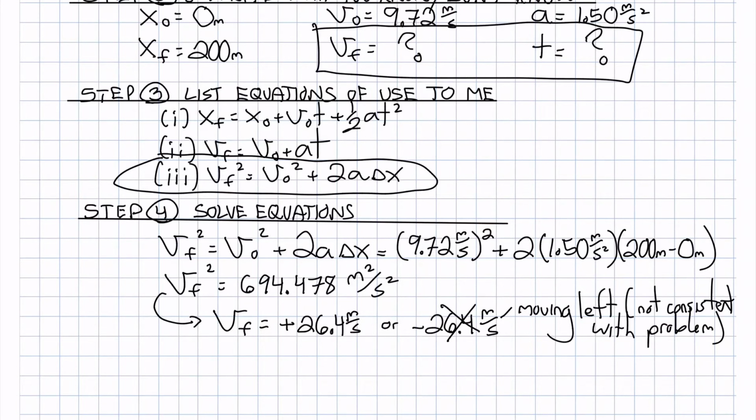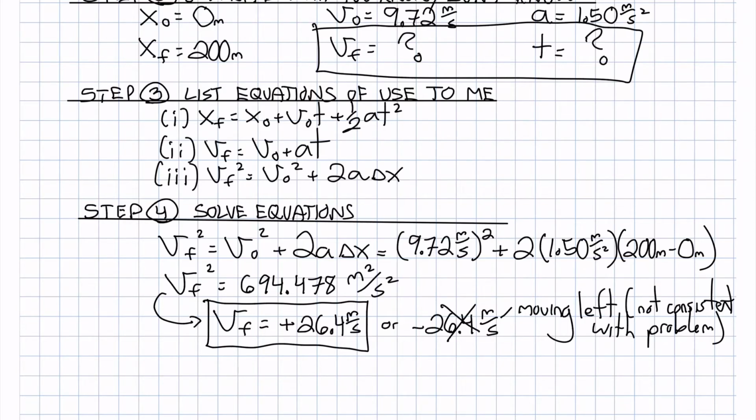So we can ignore the negative 26.4 meters per second because that would indicate that the train was moving to the left, which it's not going to do. It's not consistent with the problem. Thus, our final answer for part A is 26.4 meters per second.